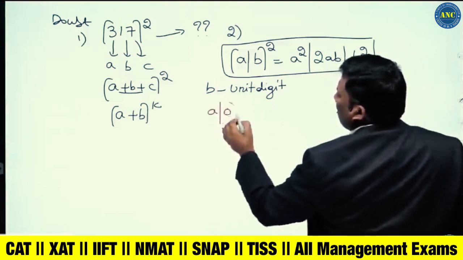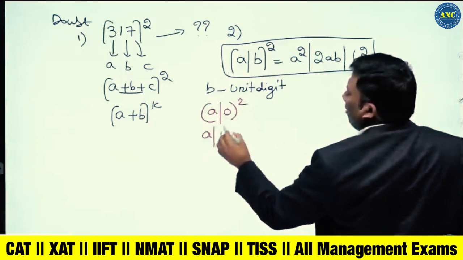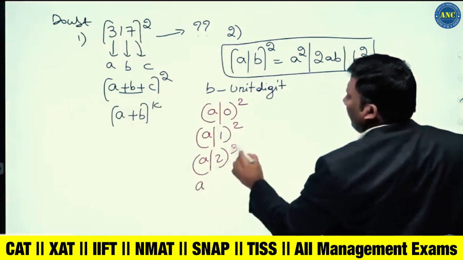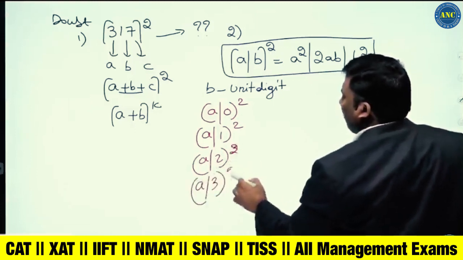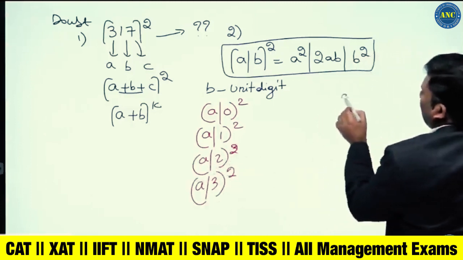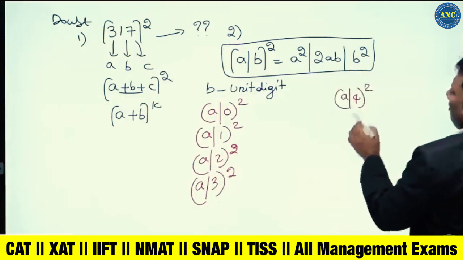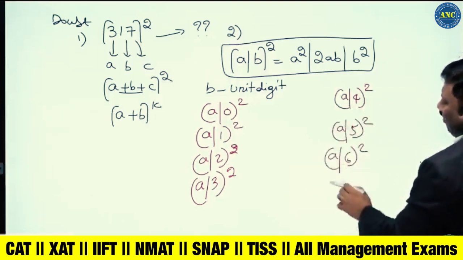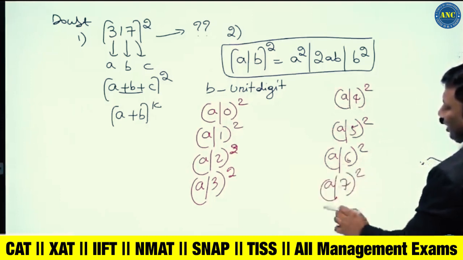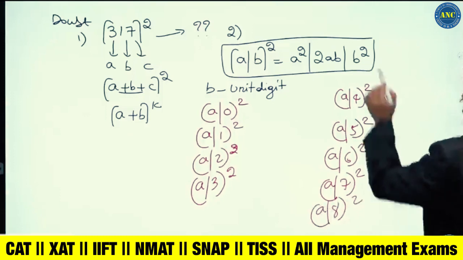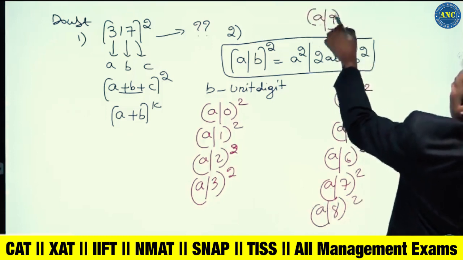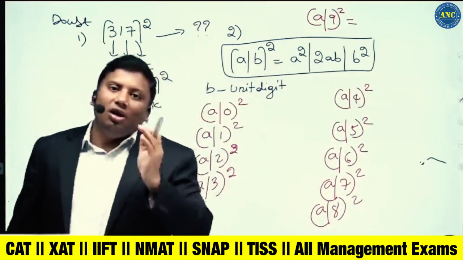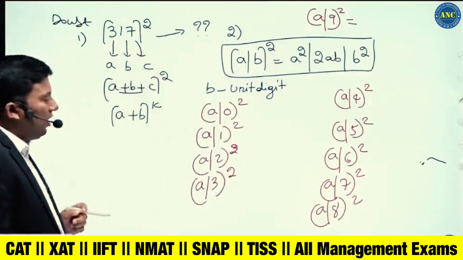So B can be 0, B can be 1, B can be 2, B can be 3, B can be 4. First class, I will go very slow. B can be 5, 6, 7, 8, and 9. Am I right? B is the single digit, so these are all the cases which are possible. There is no other value B can take. B being a single digit, it can take all the values from 0 to 9.